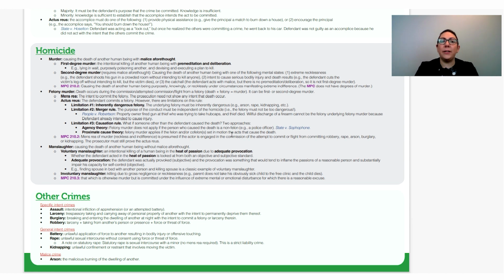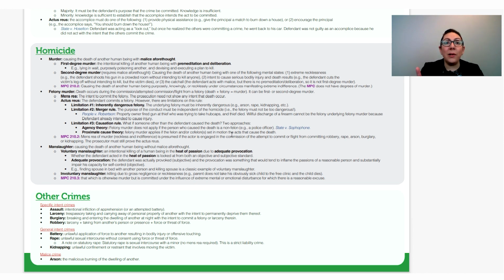So for first degree murder, this is an intentional killing of another human being with premeditation and deliberation. So that means for first degree murder, the malice aforethought has to be premeditation and deliberation. Premeditation and deliberation means that the defendant thought about it and made a decision to commit the murder in advance. So think of like a cold-blooded killing. That would definitely be a first-degree murder.